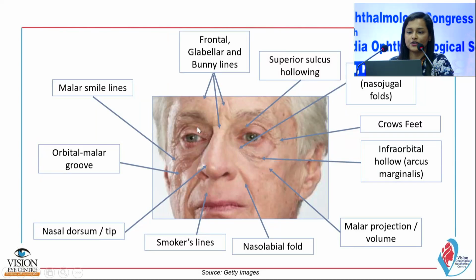So like I mentioned, the glabellar lines, the frontal lines, this superior sulcus hollowing, of course the tear trough, the crow's feet, the infraorbital hollow, this malar projection, the nasolabial fold, and at times the smoker's lines.